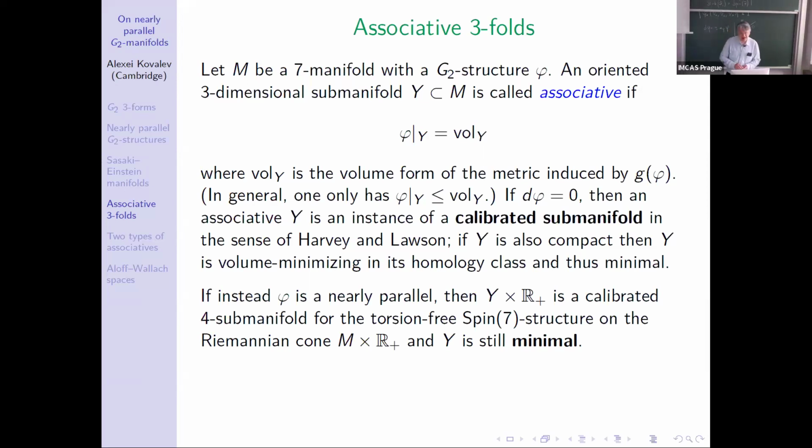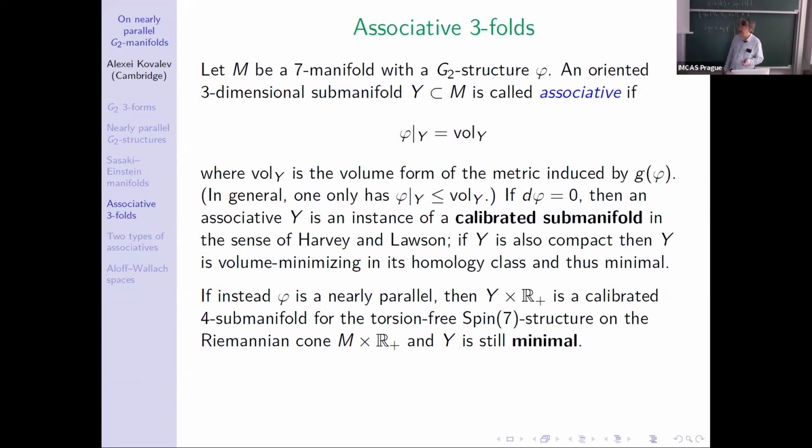The reason is if we put a cone on Y, we get a 4-dimensional submanifold in the 8-dimensional cone on M, that actually will be a calibrated 4-dimensional submanifold with respect to the Spin(7) structure induced by the nearly parallel G2 structure. And therefore, that 4-dimensional submanifold, okay, it's not compact, but with respect to local perturbation, is volume minimizing. So it's minimal. So its cross-section on the cone, that's our Y, is still a minimal submanifold.